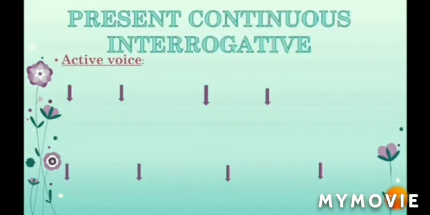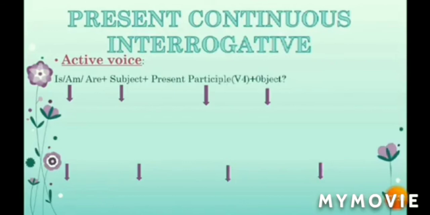In interrogatives, we put helping verbs in the beginning in both active and passive sentences and place a question mark at the end. Let's check structures and examples of both the tenses, present and then past. Is, am, are plus subject plus present participle plus object. Example, am I writing articles?